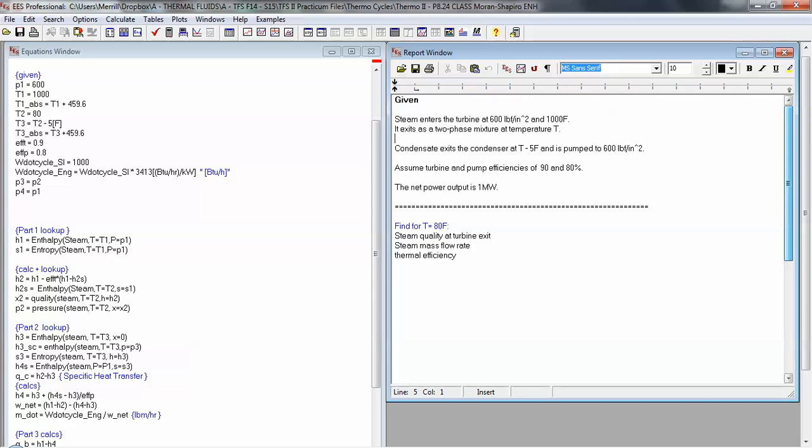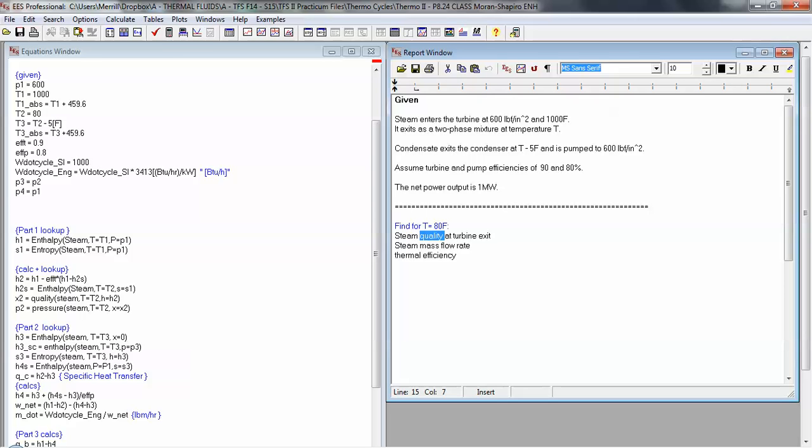At 1,000 degrees Fahrenheit, it exits at a two-phase mixture temperature T, which we assign to be 80 degrees Fahrenheit. That obviously could be altered. Condensate exits the condenser at T minus 5F and is pumped to 600 pounds per square inch. And we assume that the turbine and pump efficiencies are 90 and 80% respectively. The net power output is 1 megawatt.